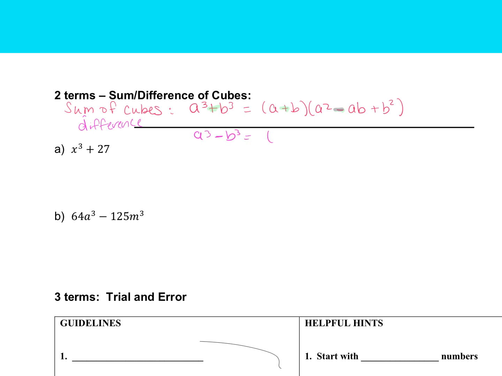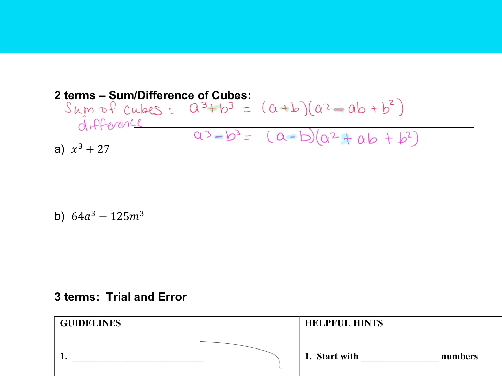Okay, so again, I'm still going to have the cube root of a minus the cube root of b. I'm still going to square a, but this time I'm going to add, and I'm going to multiply a times b, then I'm going to add b squared. So things to notice here: this is minus and this is minus. If I start with the minus, my first part's a minus, but then it's always the opposite.